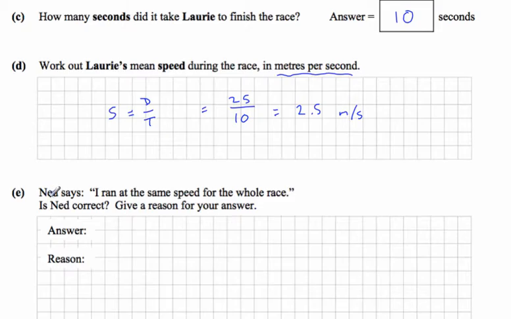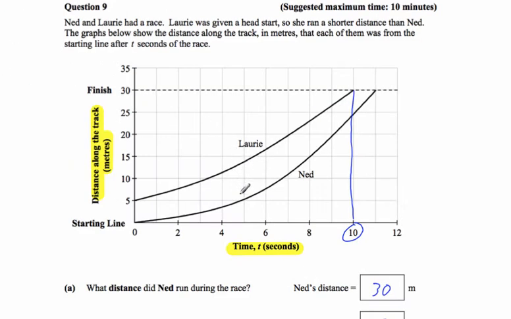Finally, part E says, Ned says, I ran at the same speed for the whole race. Is Ned correct? And give a reason for your answer. So if we go back and look at Ned's curve here, first of all, it's not a straight line. So if he was running at the exact same speed the whole time, as time passed by, he'd be covering the same distance. So this curve would be straight. It would be a straight line, a linear relationship. And we can see that Ned is not doing that.